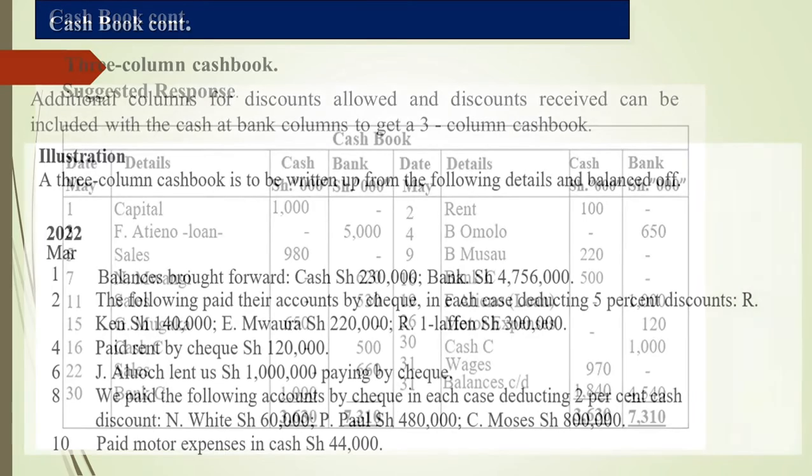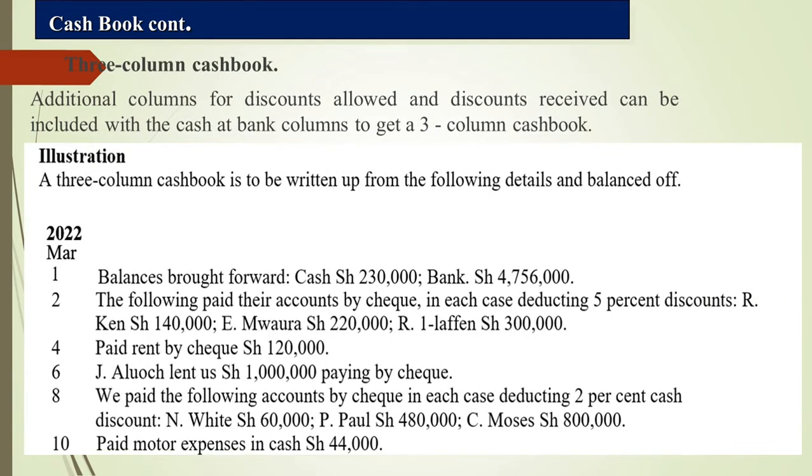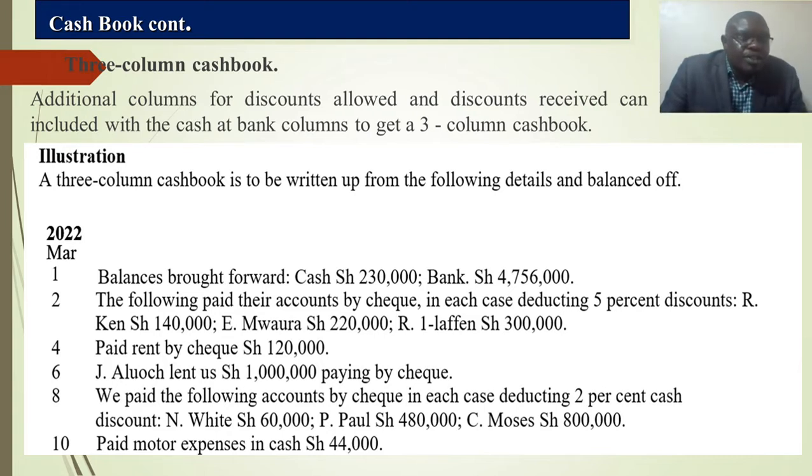So let us move to the next one. That is a 3-column cash book. So the 3-column cash book now introduces another amount column, and this amount column which the 3-column cash book introduces is the discount. We have discount allowed and we have discount received. So on the debit side, we will have discount allowed, and on the credit side, we have discount received.